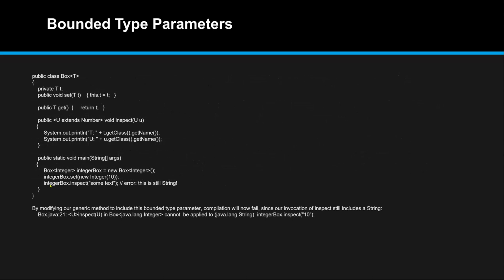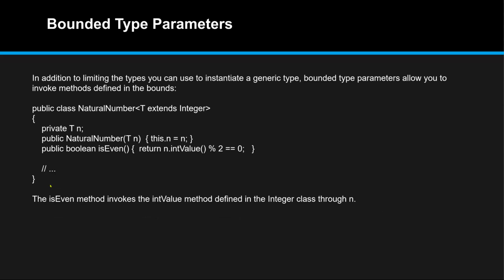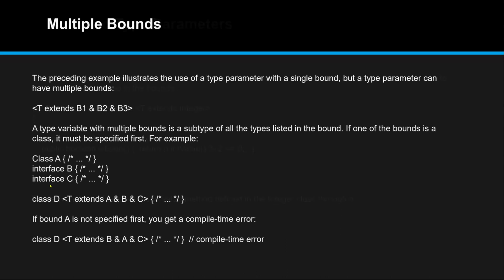So, class Box<T> would be our basic one. We have our public inspect method, which takes U, which extends Number. So if you give it something that's not of type Number, it will fail to compile. Here, using a String would not work now. You can invoke methods defined in the bounds. So, for example, if we have n and it has an intValue, because we know we're a subclass of Number, we can call methods available on that Number class, whereas with a pure generic we couldn't.